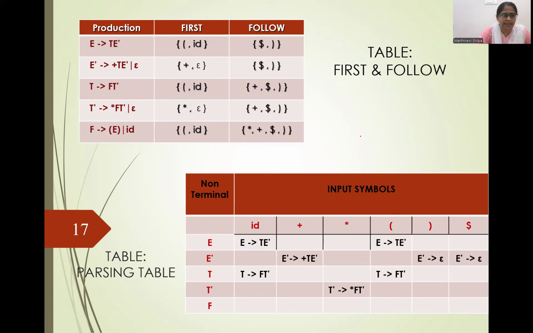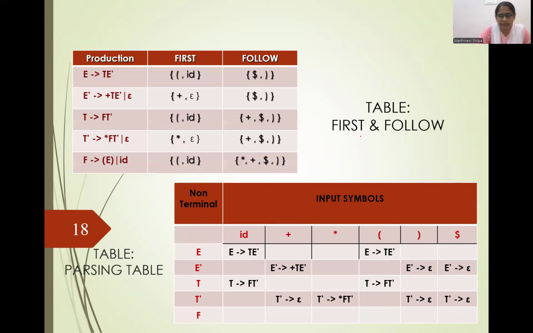Next, T' derives epsilon. The right hand side of this production is producing epsilon. So that production will have an entry in the table at row T' and the columns of follow of T'. Follow of T' is plus, dollar and closing parenthesis. So in the columns plus, dollar and closing parenthesis, T' derives epsilon will have an entry into the table.